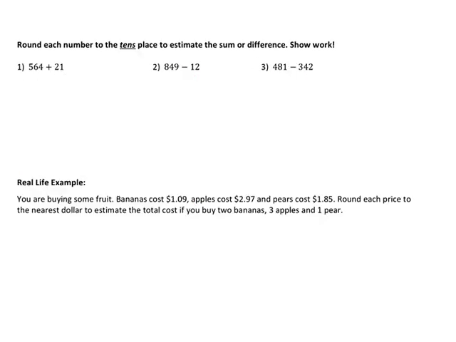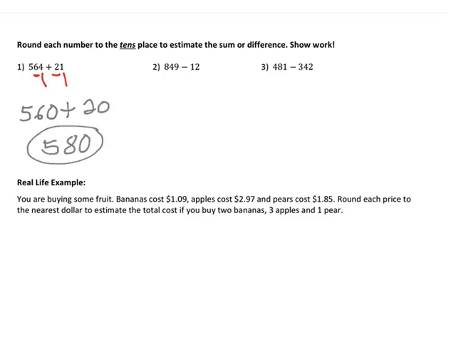All right. Last page. Now we want to do the same thing, but we're going to try it to the tens. So we're going to round 6 based on what 4 says and 2 based on what 1 says. So I'm going to do, let's see, 4 says 6 stays the same, so 560 plus 20 makes 580. Circle it.